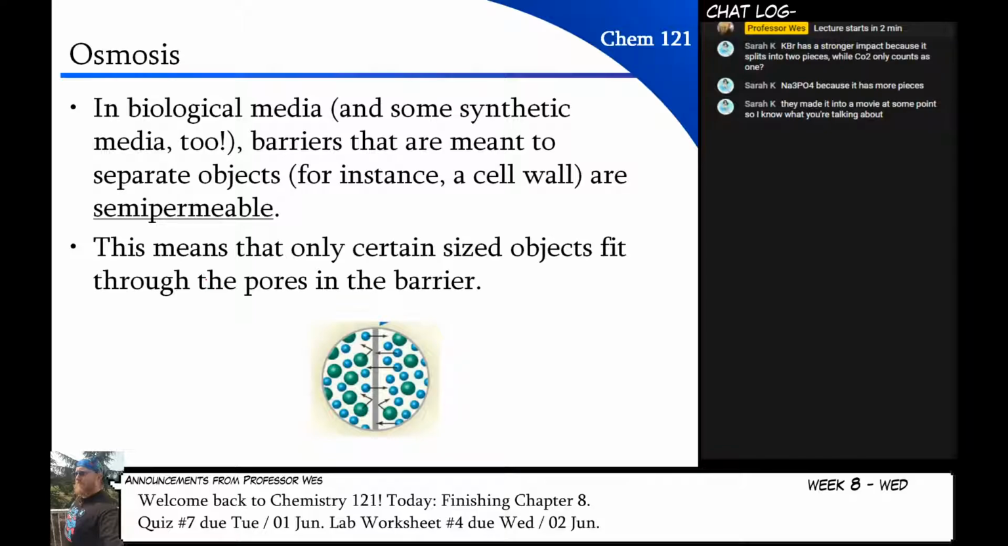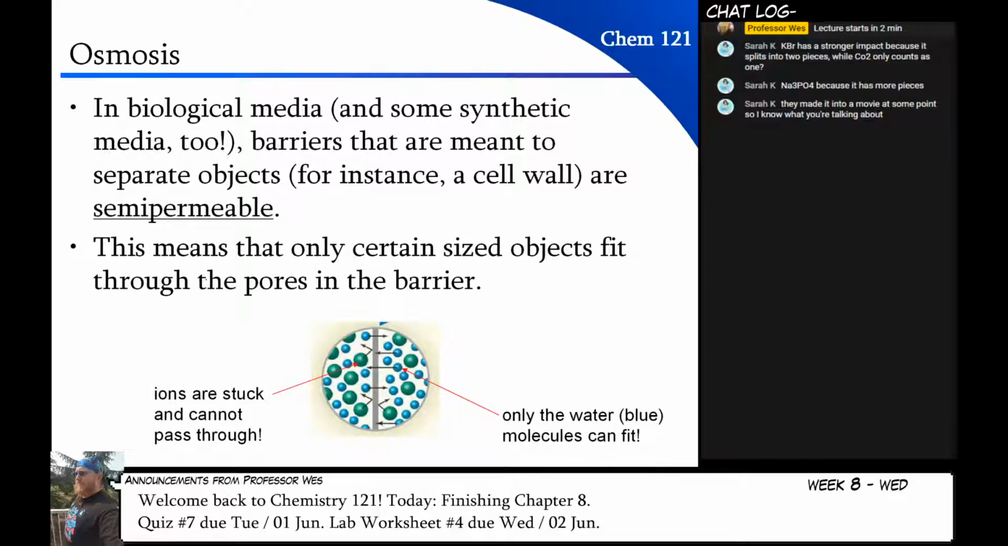On the diagram below here, you can see the blue spheres can pass through the wall, and they can go in any direction that they want to, left or right. The green spheres, however, are too big, and so they get excluded. Now, as a result of this, if only one thing can move, then the water is going to move in one direction more than the other if the sides are not exactly the same.